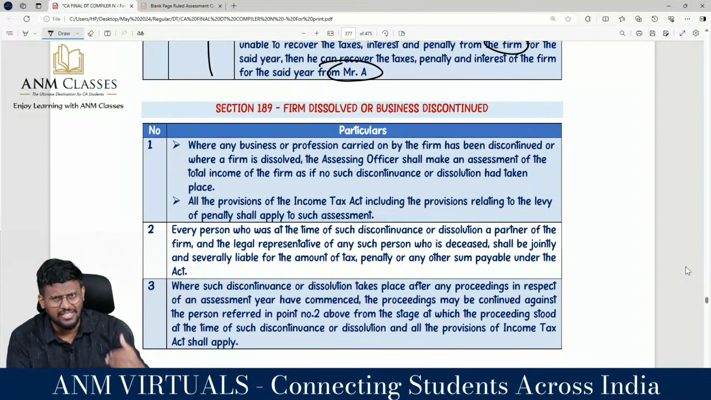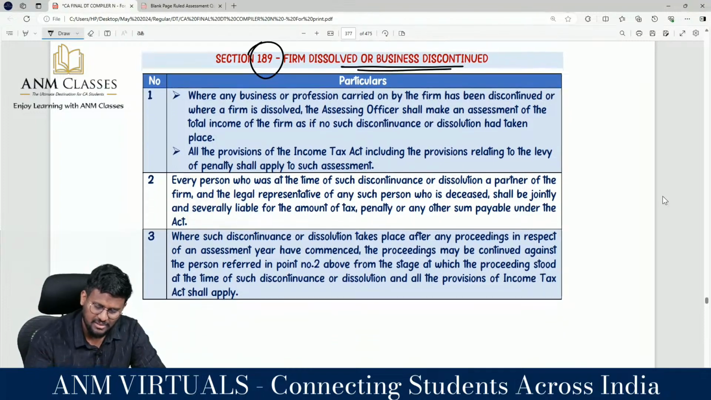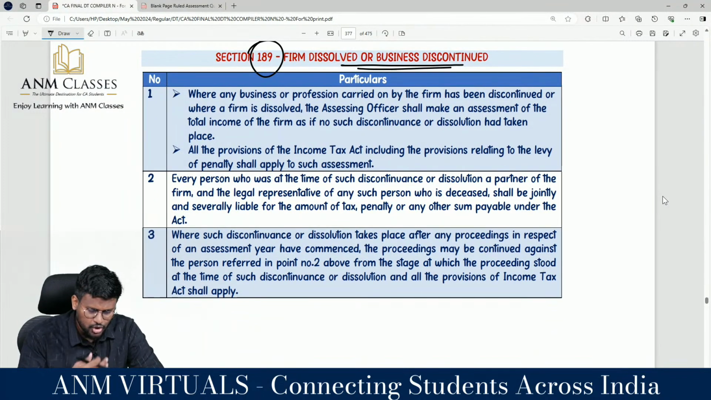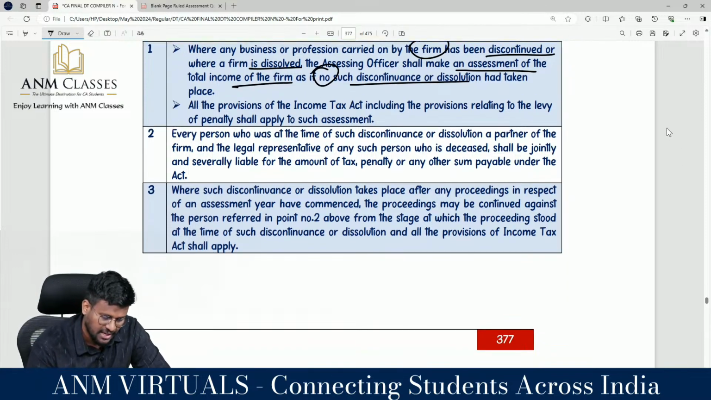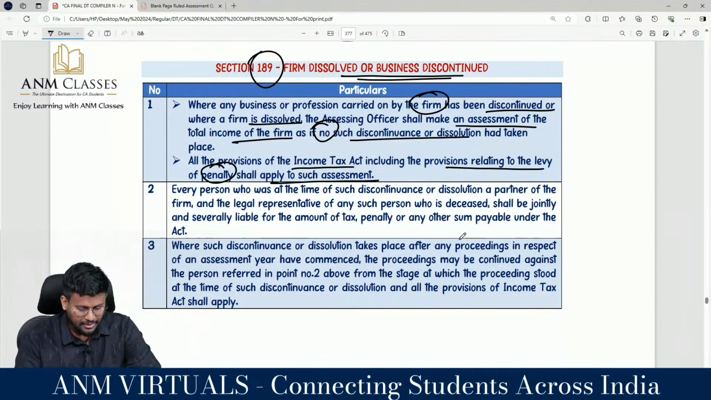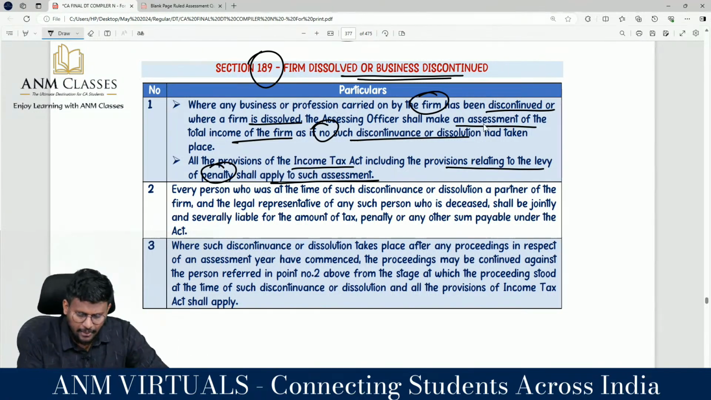So these are the special sections applicable to partnership firm. 189, firm dissolved or business discontinued. Where any business or profession carried on by the firm has been discontinued or where a firm is dissolved, the AO shall make an assessment of the total income of the firm as if no such discontinuance or dissolution had taken place. All provisions of the Income Tax Act, including the provision relating to levy of penalty, shall apply to such assessment. That means if a partnership firm is discontinued or dissolved, the AO will make an assessment of the total income of the firm as if no discontinuance.